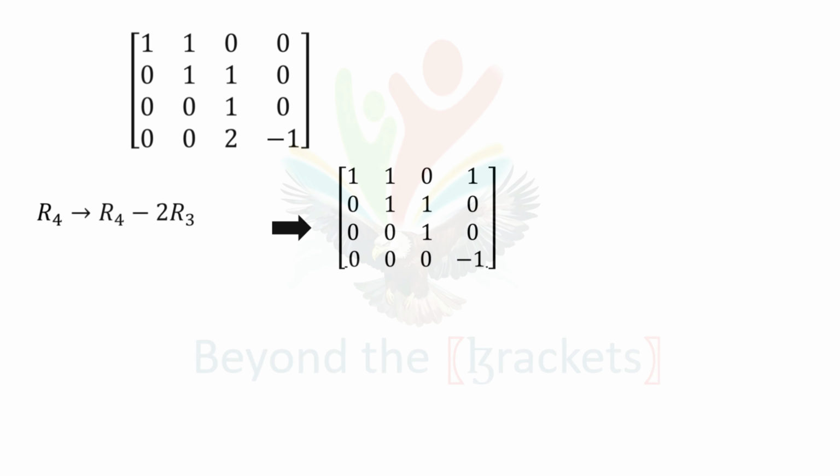The matrix is now reduced to echelon form. Since there are 4 non-zero rows, the rank of A is equal to 4.